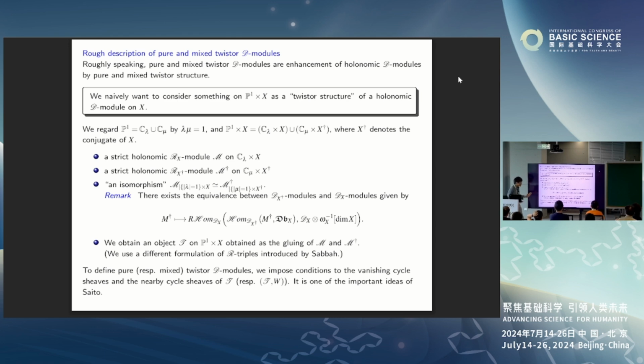And actually, for some technical reasons, we use a different formulation of R-triples introduced by Sabbah, which is very useful. But essentially, we'd like to consider this kind of object on P1 times X. And we would like to impose some conditions on it. And very heuristically, we'd like to consider the restriction of it to each point of X. I mean, P1 times each point of X. But in the context of D-modules, the restriction to points is not so helpful. So instead, we consider the vanishing cycle functors and nearby cycle functors for any functions on it. And we impose the conditions on the nearby cycle functors and vanishing cycle functors.